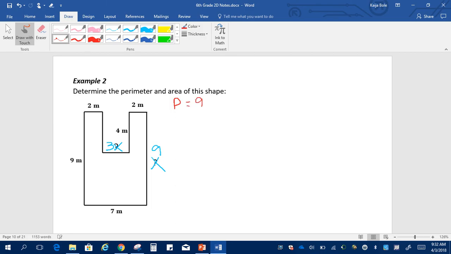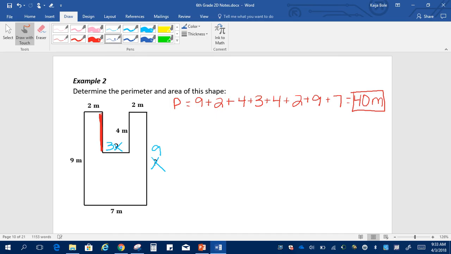So we have 9 plus 2 plus, do not forget this inside, this side here would be 4 plus that 3 we found plus the other 4 plus 2 plus the 9 on the right plus the 7 on the bottom. And when you add all of those up, you get 40. And we're talking in meters here, so it'd be 40 meters for our perimeter.